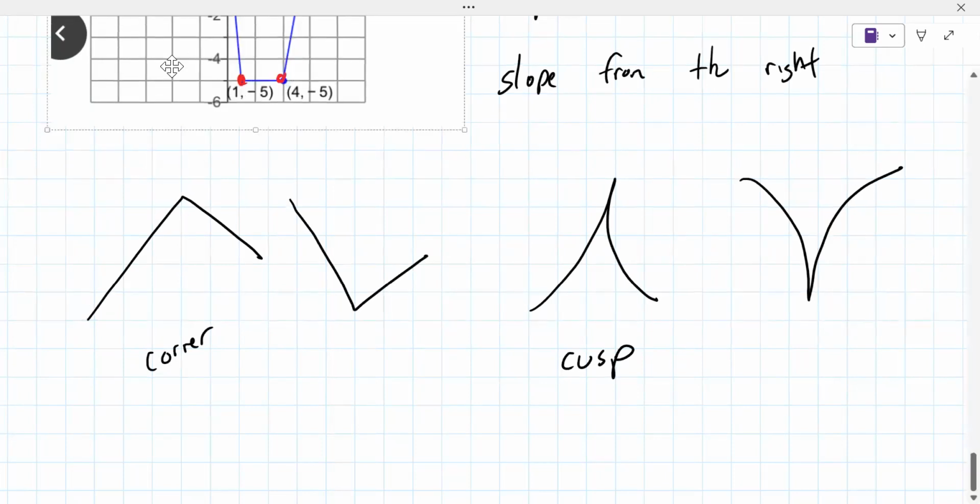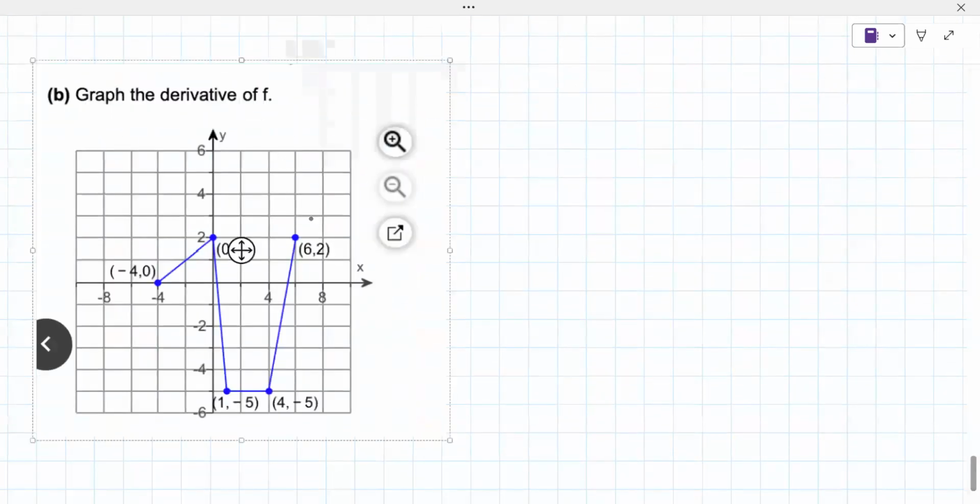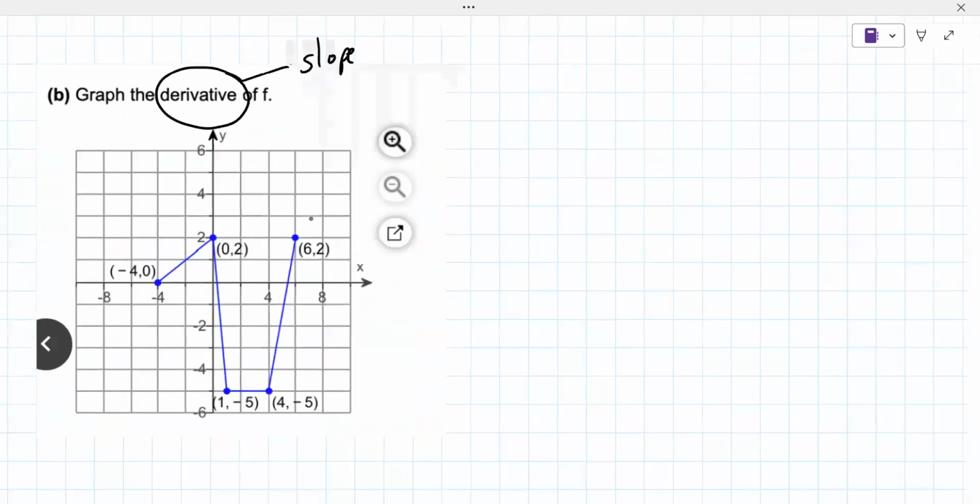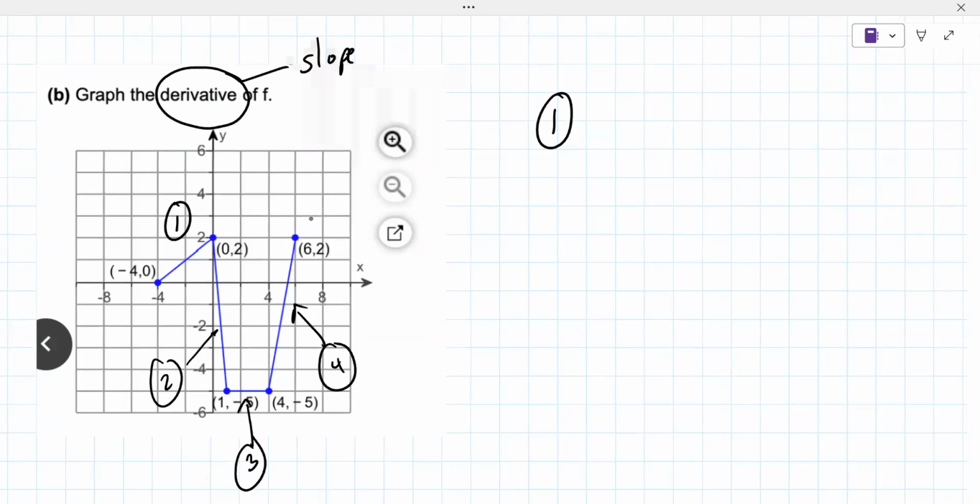Okay. We grab the graph again. So at its most basic, the derivative is the slope. There are 4 regions. There's region 1 there. This line right here is region 2. This is region 3, and this is region 4. You have to find the slope from region 1. What is the slope from this left endpoint to this right endpoint?